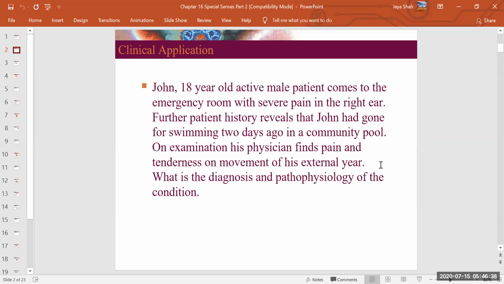So when you don't move the external ear, there is no pain. But when the physician moves the external ear, there is pain. Based on this swimming pool history, then pain in the ear, and pain that aggravates on movement, which is called tenderness, what is the diagnosis and pathophysiology of this condition? This question is asking, where do you think the infection is, if there is one? Is it in the external ear, middle ear, or inner ear? Keep in mind, this looks like an infection of either the external ear or middle ear. So we're going to see how it goes.